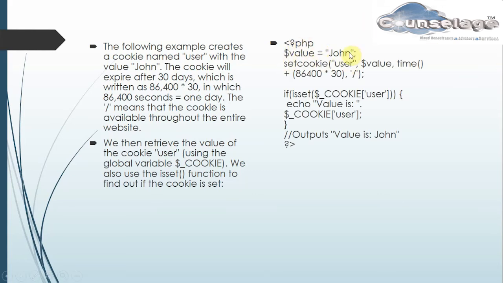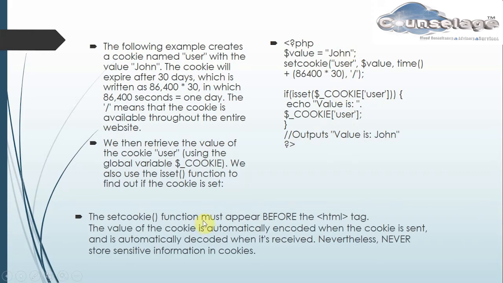Open the PHP tag, assign John to the value variable, then setcookie user, value, time plus this value. If isset $_COOKIE user, echo, that is print, the value of the variable $_COOKIE user. So the output will be John, because here user is what? John. The setcookie function must appear before the HTML tag. The value of the cookie is automatically encoded when the cookie is sent and is automatically decoded when it's received. Nevertheless, never store sensitive information in cookies.